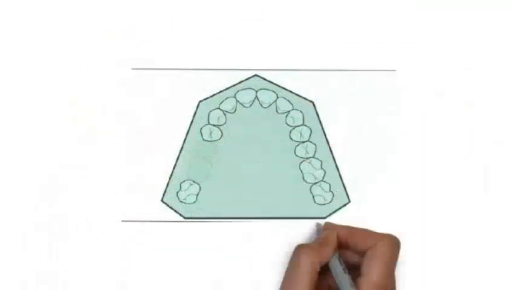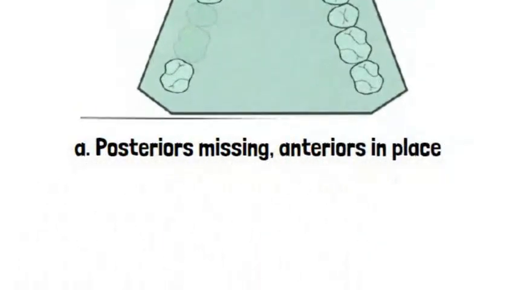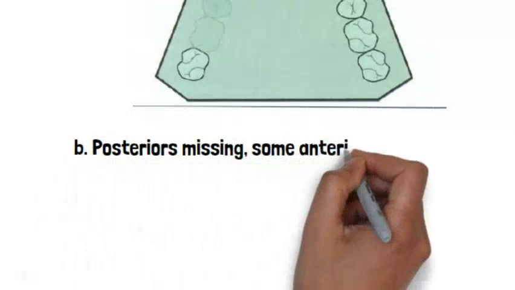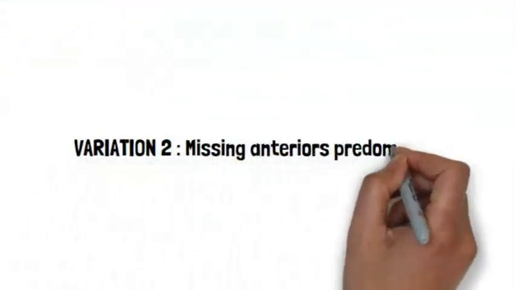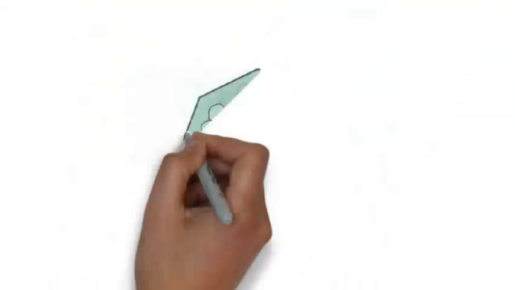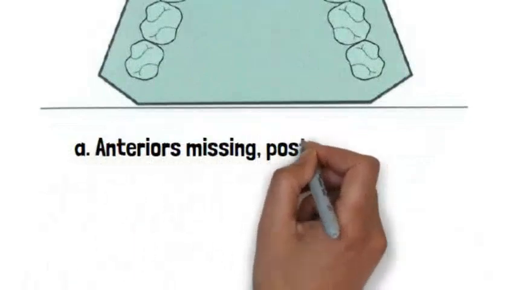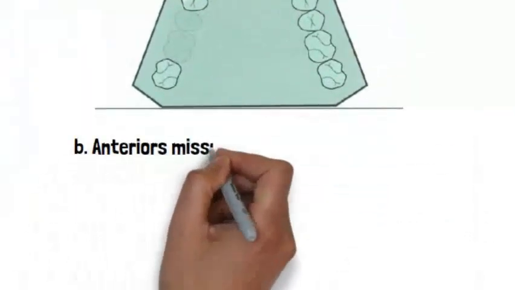Two variations. Variation 1: missing posteriors predominate. Type A: posteriors missing, anteriors are in place. Type B: posteriors missing, some anteriors are also missing. Variation 2: missing anteriors predominate. Type A: anteriors missing, posteriors present. Type B: anteriors missing and some posteriors are also missing.